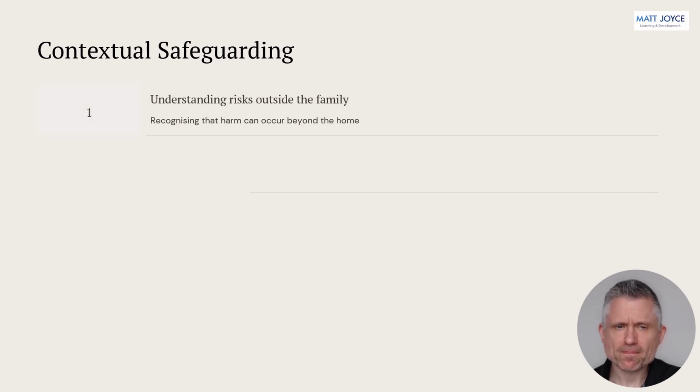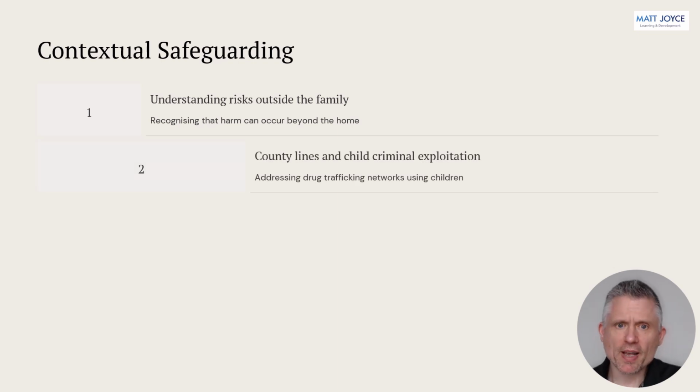Contextual safeguarding is really an approach that encourages us to think about the risks that are outside of the family home, or in the case of nursery environments, safeguarding outside of the setting. So first of all, it's about understanding the risks outside of the family and recognizing that harm can occur beyond the home. Thinking about county lines and child criminal exploitation, situations where criminal gangs use children, or in some cases vulnerable adults, to transport drugs, weapons or money across the country.